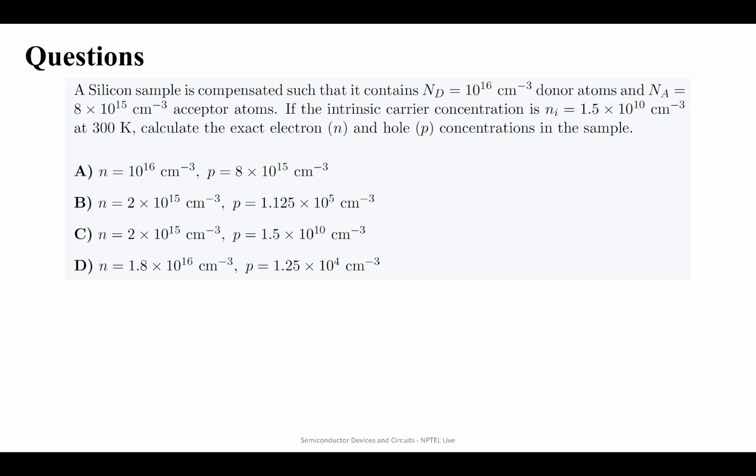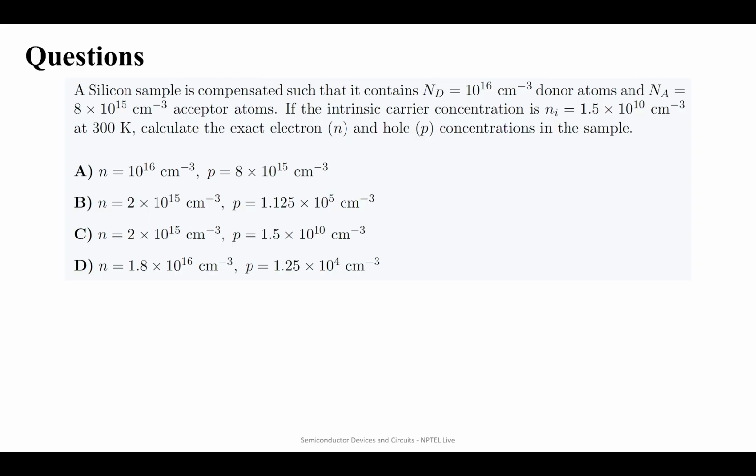A silicon sample is compensated such that it contains Nd equals 10 power 16 per centimeter cube donor atoms and Na equals 8 into 10 power 15 per centimeter cube acceptor atoms. If the intrinsic carrier concentration is ni equals 1.5 into 10 power 10 per centimeter cube at 300 Kelvin, calculate the exact electron and hole concentration in the sample.